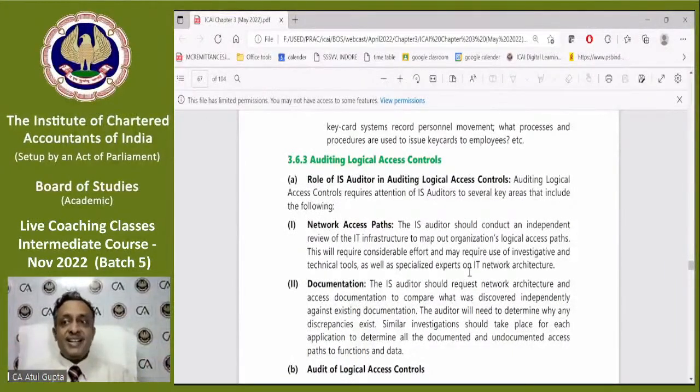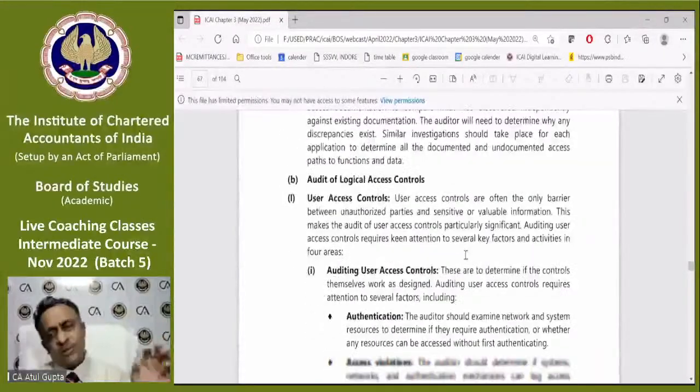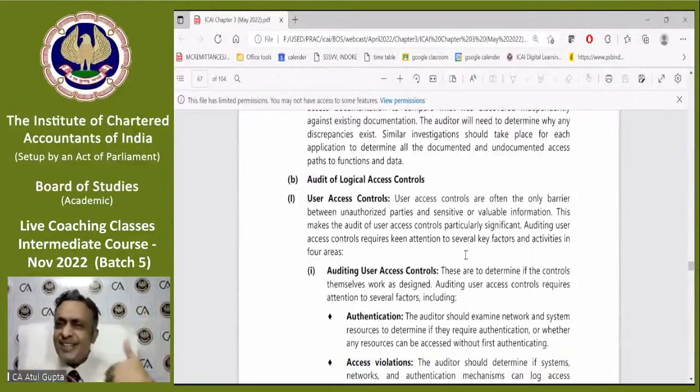So logical access has to be put in all places where your network can be accessed from. That is when network access path is so important. And then related documentation. Then audit of logical access controls. So then all details we read there. I'll just read the headers.